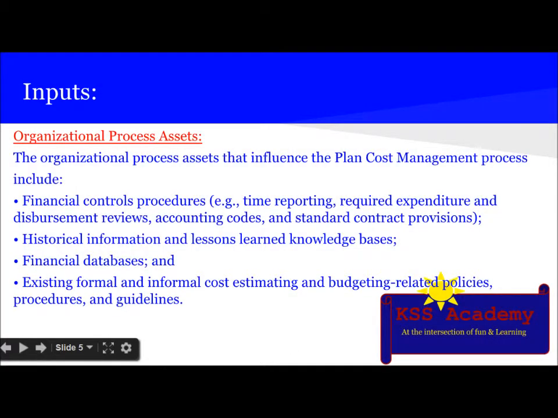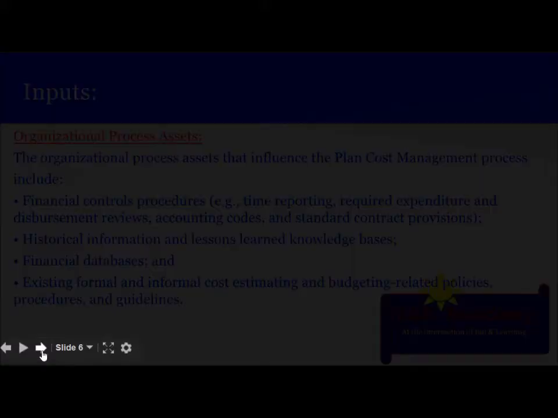The next input is organizational process assets, and those that can influence the Plan Cost Management process include financial control procedures, for example time reporting, required expenditure and disbursement reviews, accounting codes, standard contract provisions, historical information and lessons learned knowledge bases, financial databases, and existing formal and informal cost estimating and budgeting related policies, procedures, and guidelines.